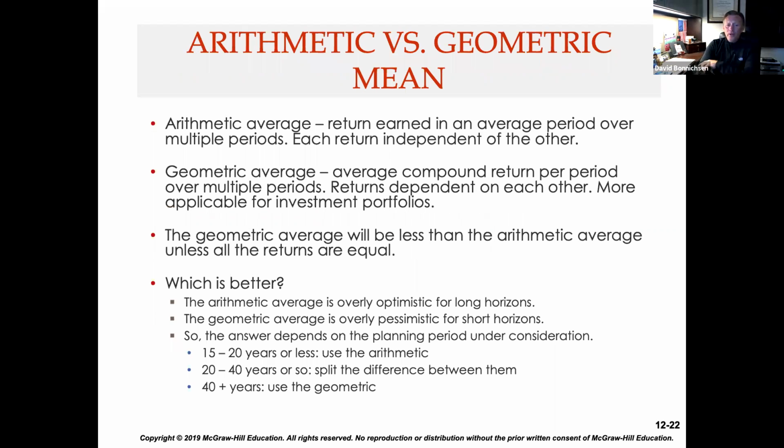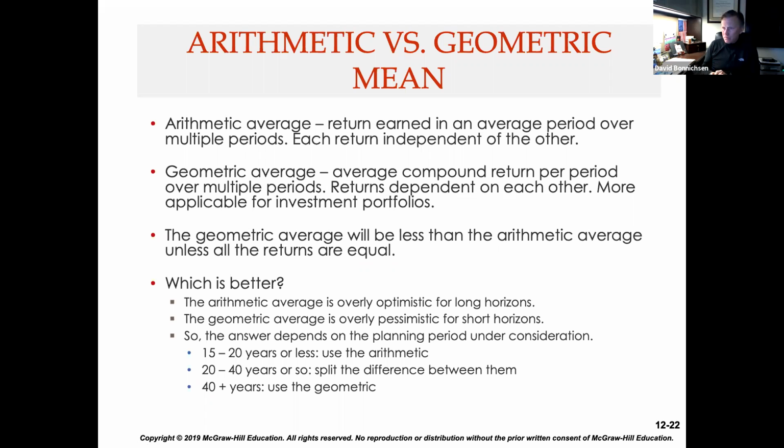So when we think about calculating the mean, there are 2 different methods that we can use. We've got the arithmetic mean, which is what you're used to: sum them all up, divided by the number of observations. Fine. You're all used to that. So it's the return that's earned in an average period over multiple periods, where each return is independent of one another. It's very important.